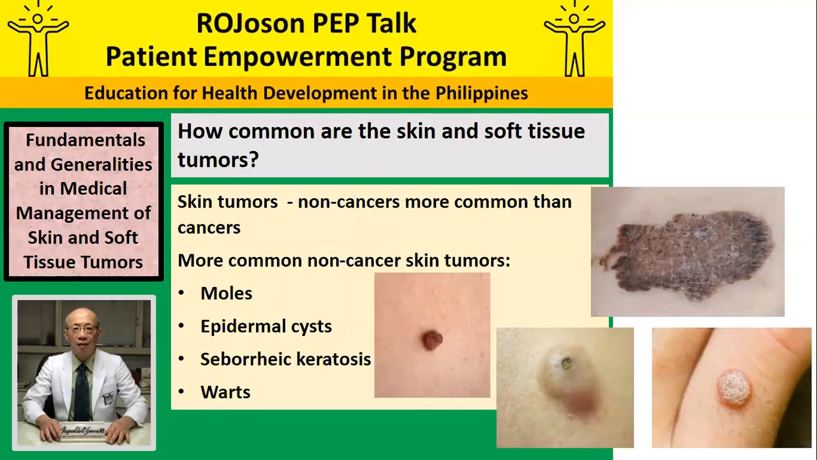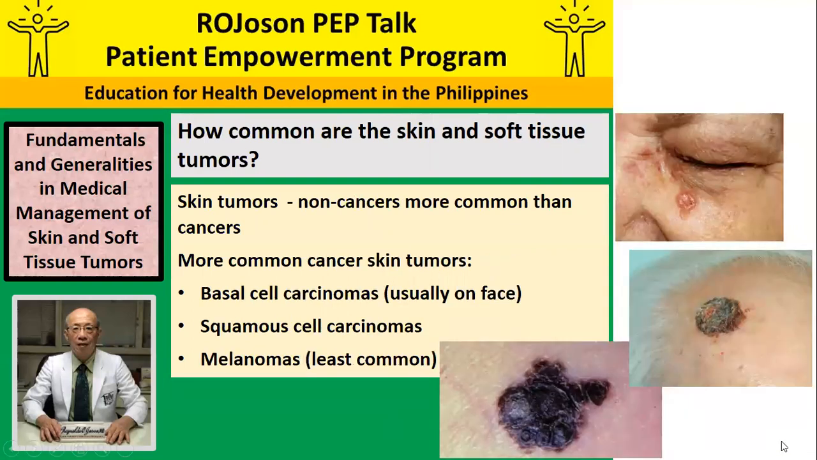How common are the skin and soft tissue tumors? In general, non-cancers are more common than cancers for skin tumors. More common non-cancer skin tumors are the moles, epidermal cyst, seborrheic keratosis, and warts. More common cancer of the skin: basal cell carcinoma, usually on the face, squamous cell carcinoma, anywhere else. Melanoma is the least common.